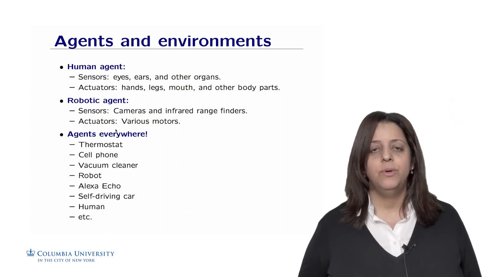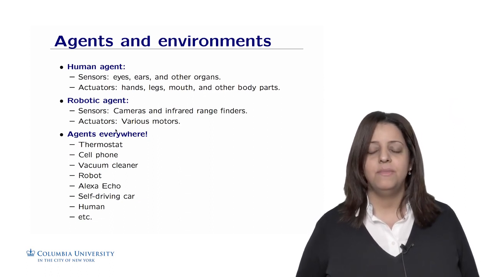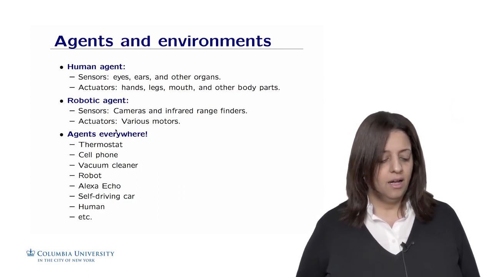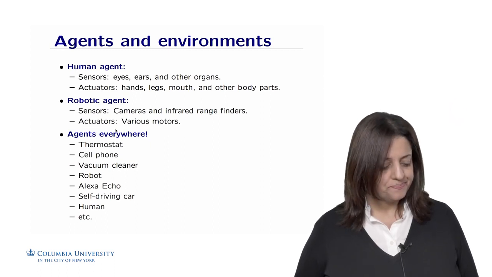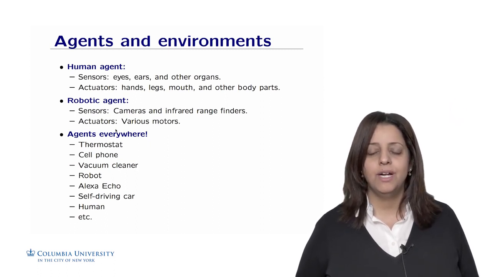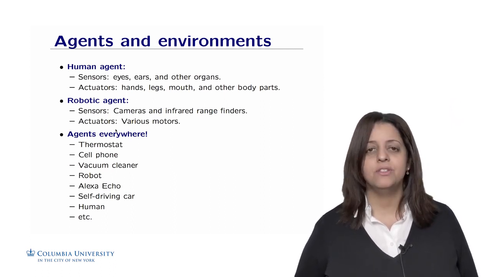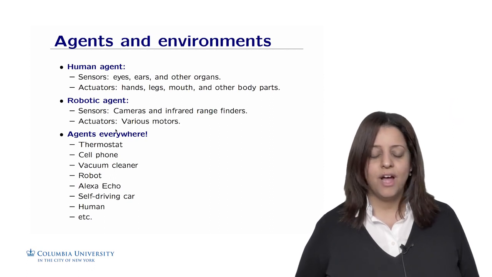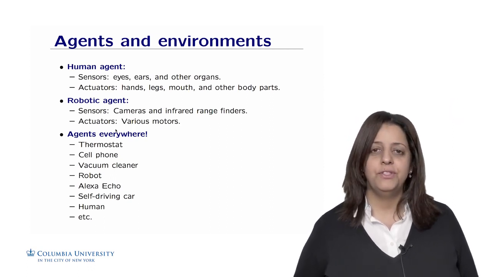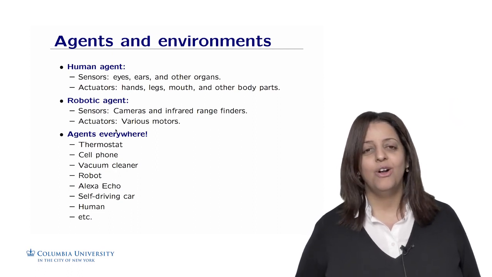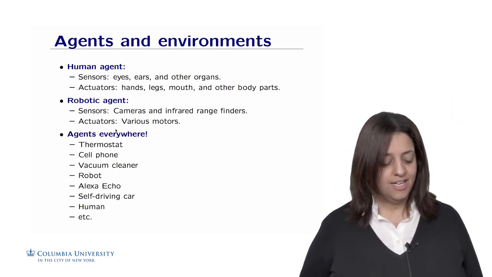Actually, agents are everywhere. This includes a simple thermostat that maintains the room temperature, your cell phone that includes a lot of functionality such as emails, web pages, the weather, the vacuum cleaner that you could program to go around and clean your house, and robots such as the Alexa Echo, one of the most recent additions that you could add to your house, that can order pizza for you, play your favorite music, maintain your shopping list, switch your lights off, order an Uber car for you, etc.